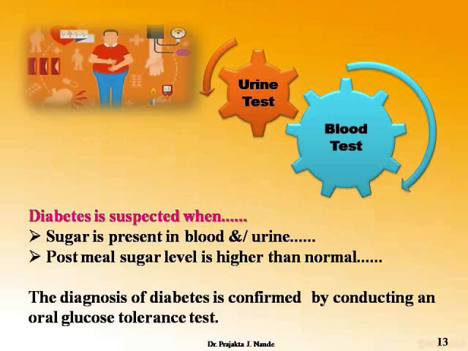Now coming to diagnostic and screening criteria for diabetes mellitus. Diabetes is suspected when sugar is present in blood and urine, and post-meal sugar level is higher than normal. The diagnosis of diabetes is confirmed by conducting an oral GTT, that is glucose tolerance test.